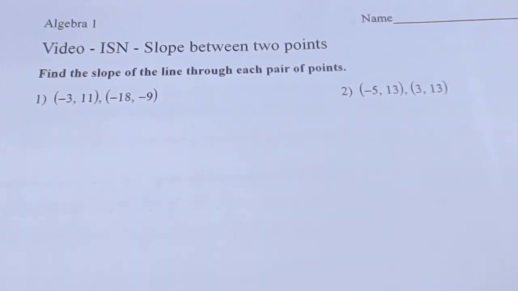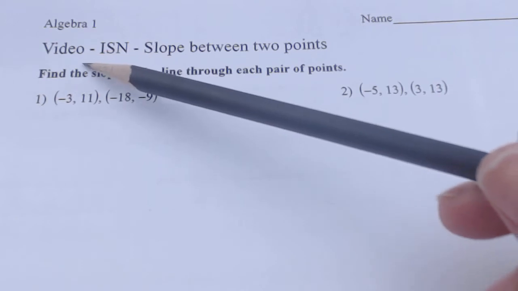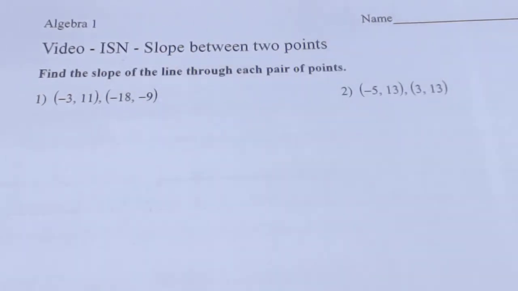Today we're going to be finding slope between 2 points. This video is for your ISN, and I'm actually titling this the video ISN slope between 2 points. This is going to help us be able to find that rate of change. If we had it in a table, it would be our constant rate of change. However, we only have 2 points, so we're going to use the slope formula.